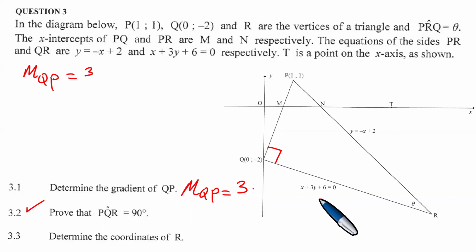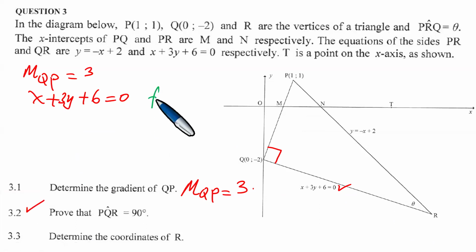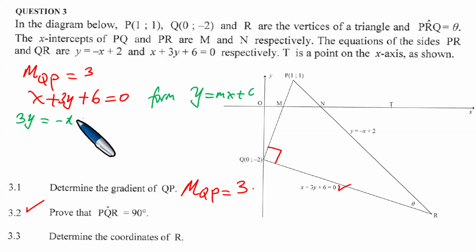We look at the fact that we have the equation of the line in contact with QP. What is the equation? The equation is x plus 3y plus 6 equals 0. We need to write this equation in the form y equals mx plus c. Making y the subject, we have 3y equals minus x plus 6, so y equals minus 1/3 x. You divide 6 by 3, obtaining a 2.